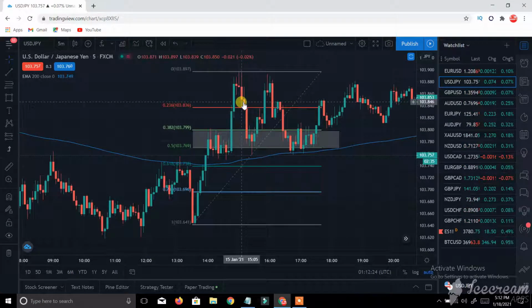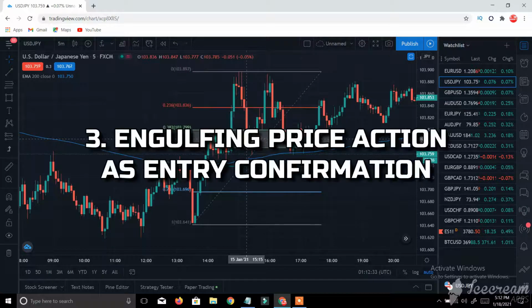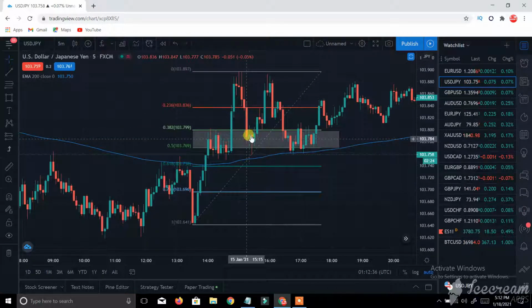The market getting to this point doesn't mean we just jump into the trade blindly. We need to wait for a price action entry pattern. And what is that price action?